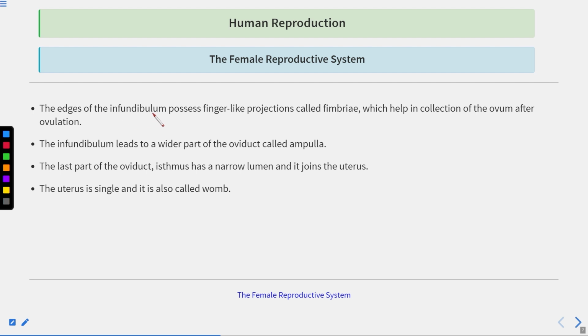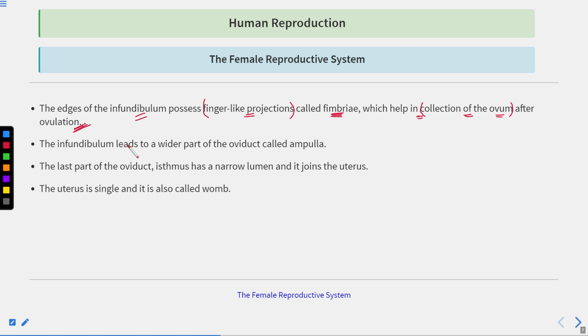Now, the edges of the infundibulum possess finger-like projections. So in the image, we have seen the fimbriae. So what are fimbriae? Fimbriae are the finger-like projections which help in collection of the ovum after ovulation. So these fimbriae are very important. And what is the function of these fimbriae? They help in the collection of the ovum after ovulation. So what is ovulation? Ovulation is the release of the egg or the ovum. So after ovulation, the fimbriae collect the ovum. Clear? And where are they present? These are present at the edges of the infundibulum.